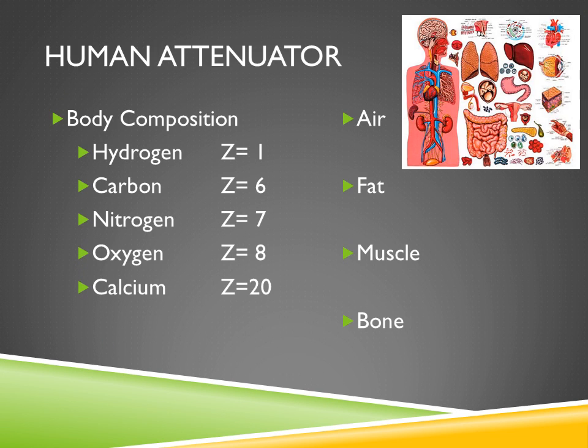So this is showing us how our body is composed and the body as an attenuator itself. We've already talked about how we are made up of air and fat and muscle and bone. So this chart you will need to know for the exam: hydrogen is an atomic number, or Z number, of 1, carbon 6, nitrogen 7, oxygen 8, and calcium, which is bone, at 20.